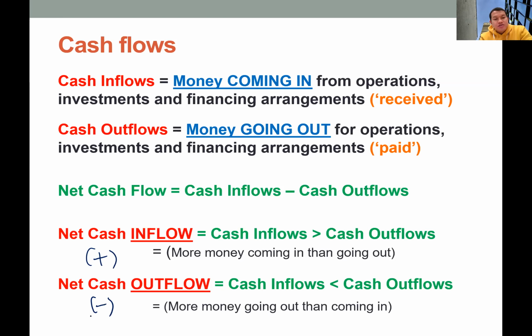So we should expect a positive cash flow from a good company. If the company has a positive cash flow, it means they are able to generate cash from their operations. But if they have a negative cash flow, it means they are in trouble. They need external financing to maintain their operations.